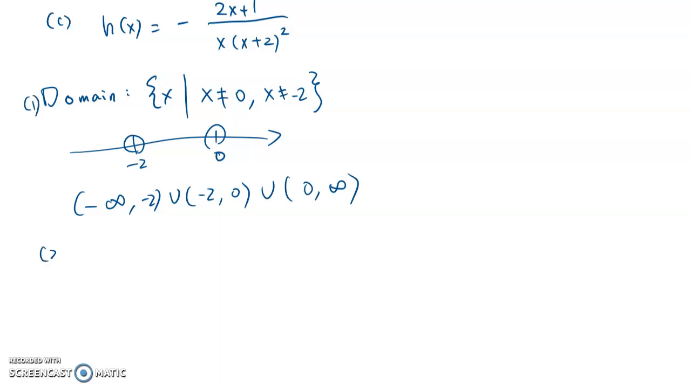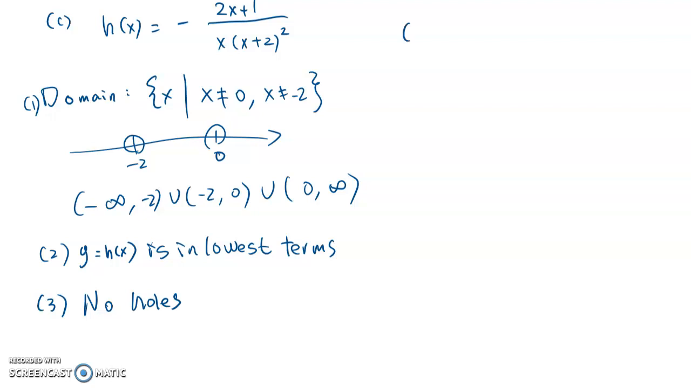So to answer the second question, is this function h of x in lowest terms? Looks like it is, right? So it is in lowest terms. To answer the third question, since it is in lowest terms and we couldn't cancel out any common factors, there are no holes in the graph.